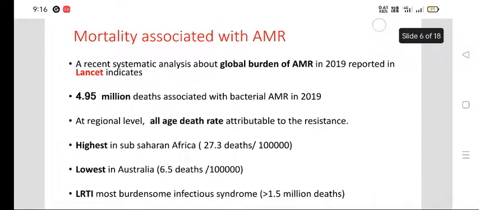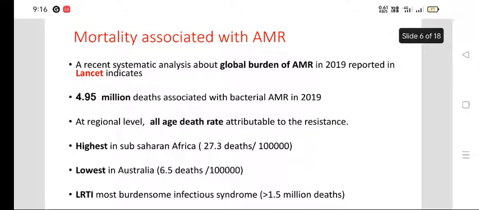They are not treatable by the existing medicines at all. Now, what is the mortality associated with antimicrobial resistance? A recent systematic analysis of the global burden of antimicrobial resistance in 2019, reported in the Lancet, indicates that 4.95 million deaths were associated with bacterial antimicrobial resistance in 2019. At a regional level, the all-age death rate attributable to resistance was highest in sub-Saharan Africa, 27.3 deaths per 1 lakh, and lowest in Australia, 6.5 deaths per 1 lakh.